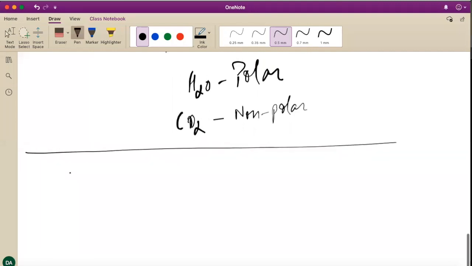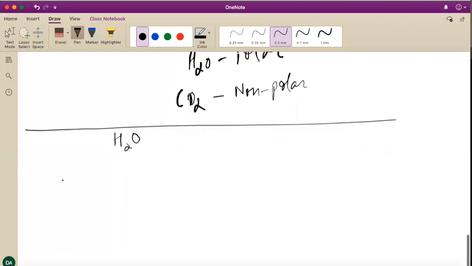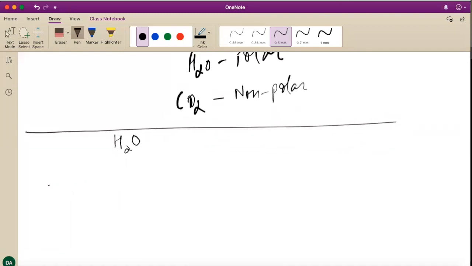Now, let's do one more example, guys. Since we figured out that H2O is polar, I already told you H2O is polar, can we prove that H2O is polar? So guys, first you have to draw the Lewis structure. Then you will be telling me the molecular geometry, and then the molecular polarity.